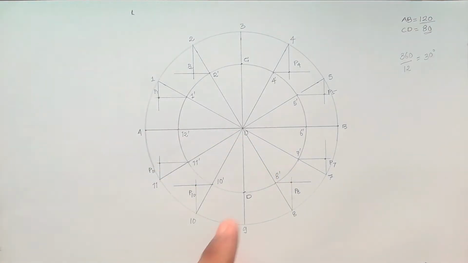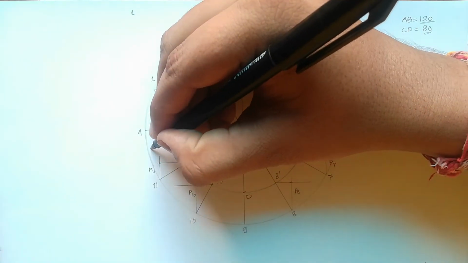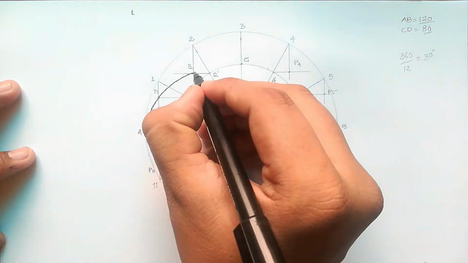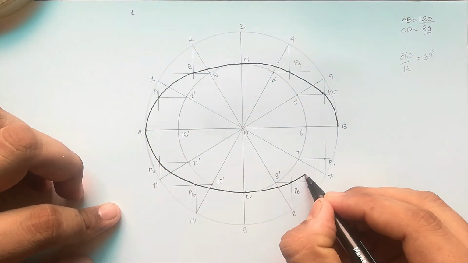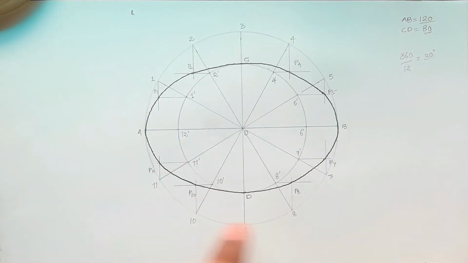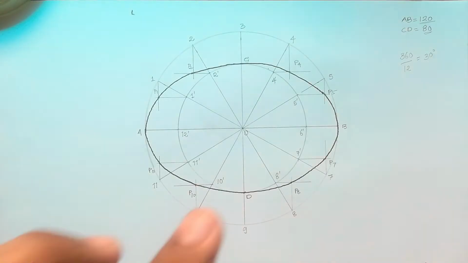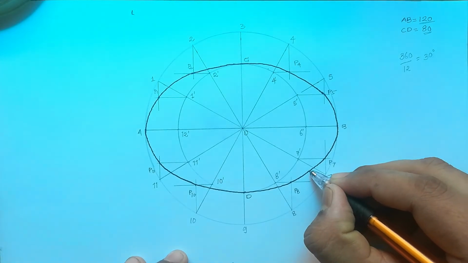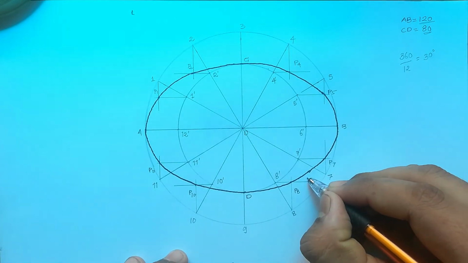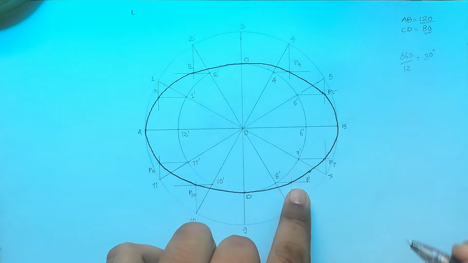Now let me connect all these points with the HB grade pencil. So this is my ellipse, which is drawn using the concentric circle method. Now to draw the tangent and normal, let me take one random point. Let me say from this point, which is point P, I need to draw the tangent and normal.